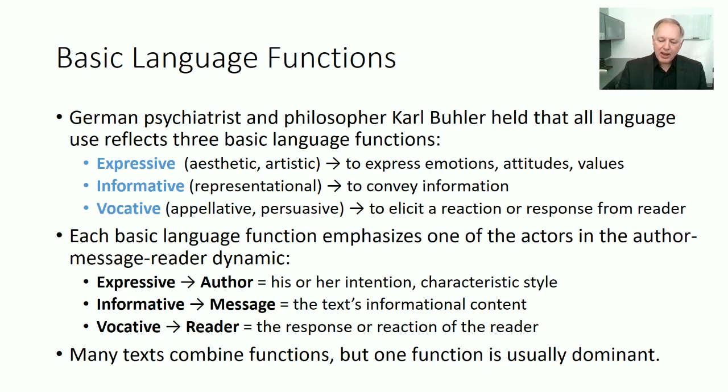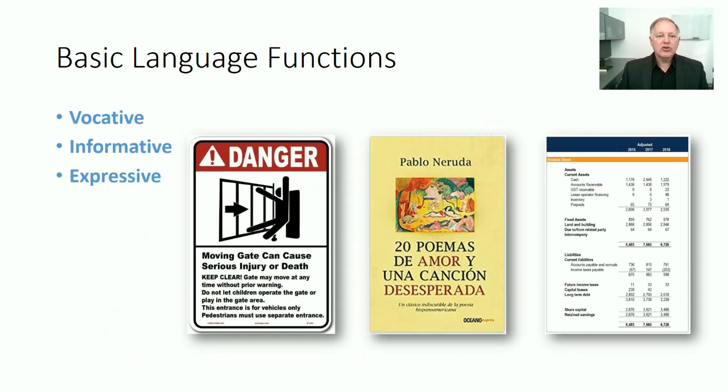So what happens is, usually when you're looking at a text, whether it's a warning sign or a book of poetry like this one by Pablo Neruda, or a balance sheet, right? Usually one of the basic language functions will be dominant, but oftentimes a text will combine more than one function, perhaps all three. So these are examples. Let's take a look at these basic language functions and see how they might apply to these particular text types or genres. On the left, we have a warning sign, right?